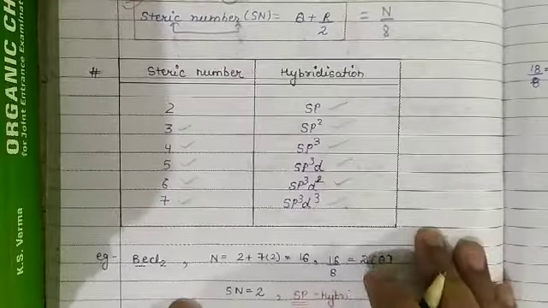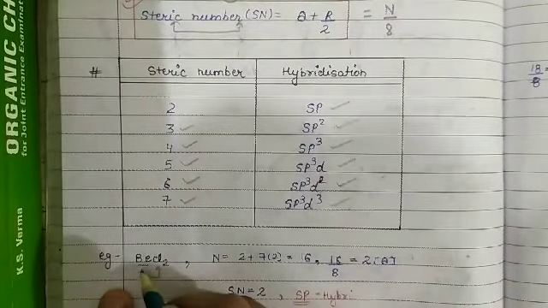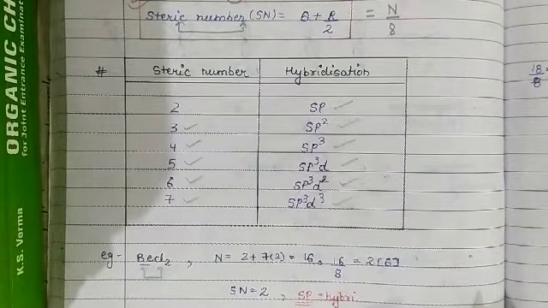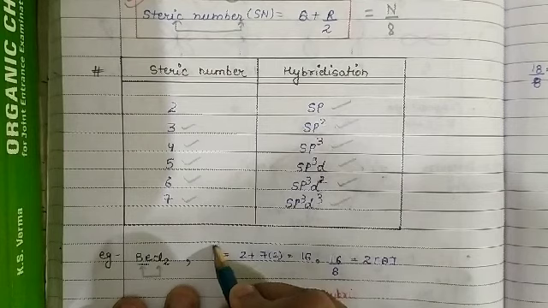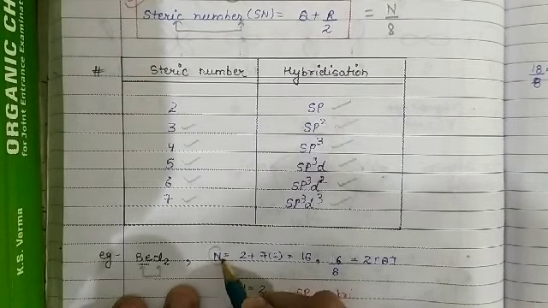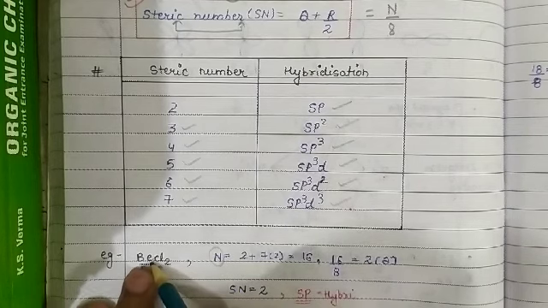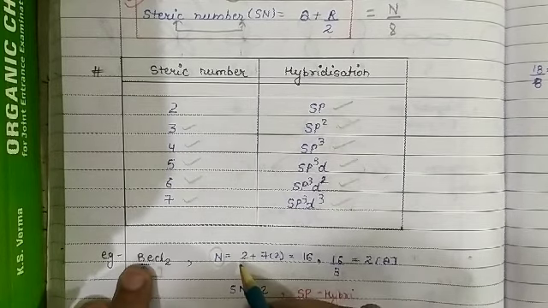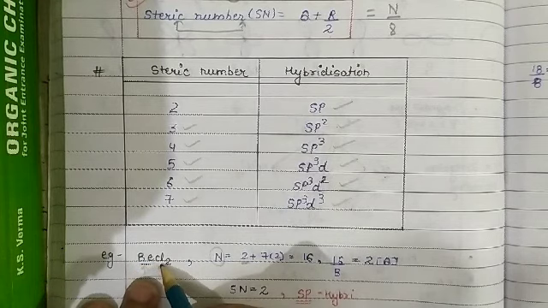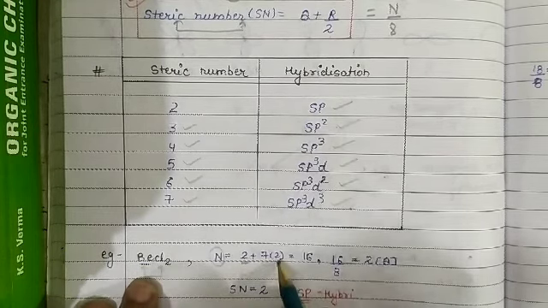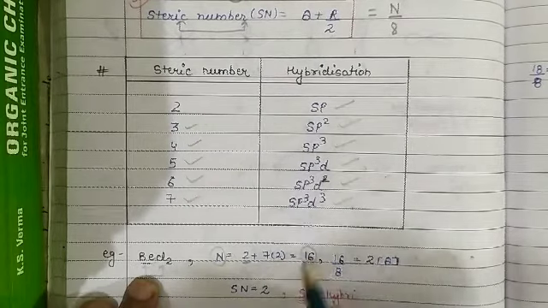See, the first compound I am taking is BeCl2. So the first compound is BeCl2. In BeCl2, the number of valence electrons: beryllium is a group 2 element, so valence electrons 2, and chlorine is a group 17 element, so valence electrons 7 into 2. So the number of valence electrons is 16. So the value of n is 16.